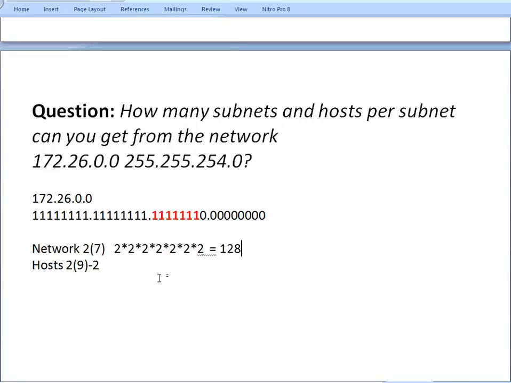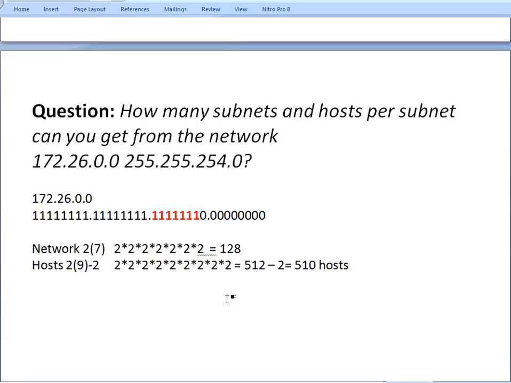Now for the hosts, I can use a very similar approach. I already have 128 there, so I know this bit is 128, times 2 is 256, times 2 is 512. So this is 512 minus 2, which equals 510 hosts.